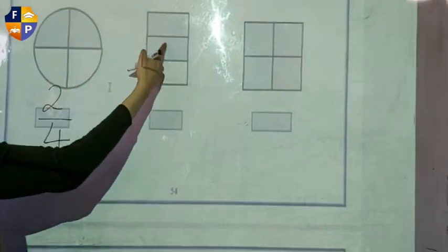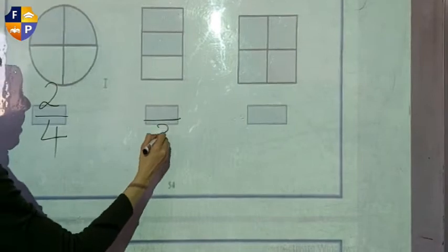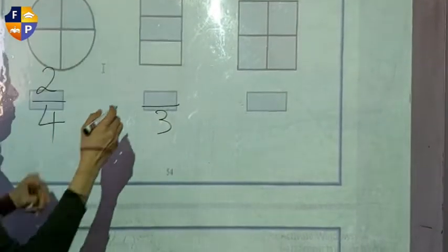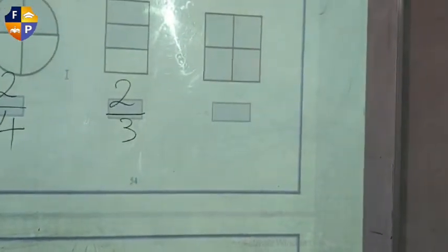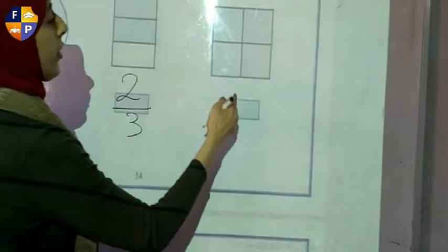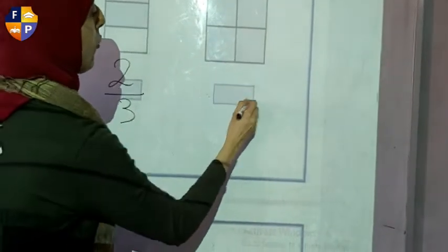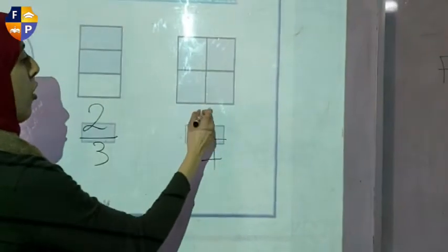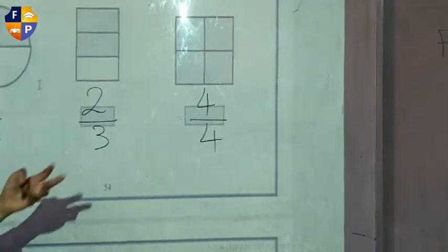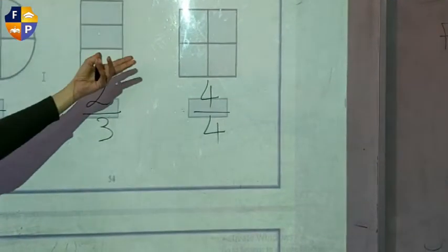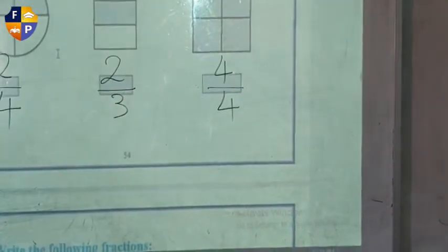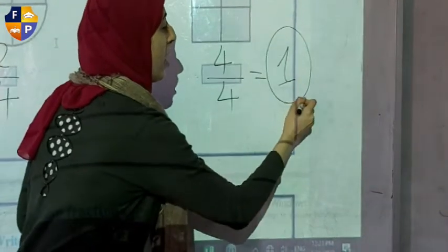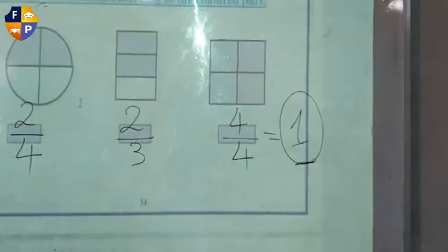Here, the total 1, 2, 3. So down, write number 3, the total number. Up, the colored parts. 1, 2. 2 parts colored from the 3. Here, I have 1, 2, 3, 4. 4 parts. How many parts colored? 1, 2, 3, 4. Oh, 4 parts colored from the 4. I said before 4 over 4 equal 1. So this means I take the whole 1. Super.